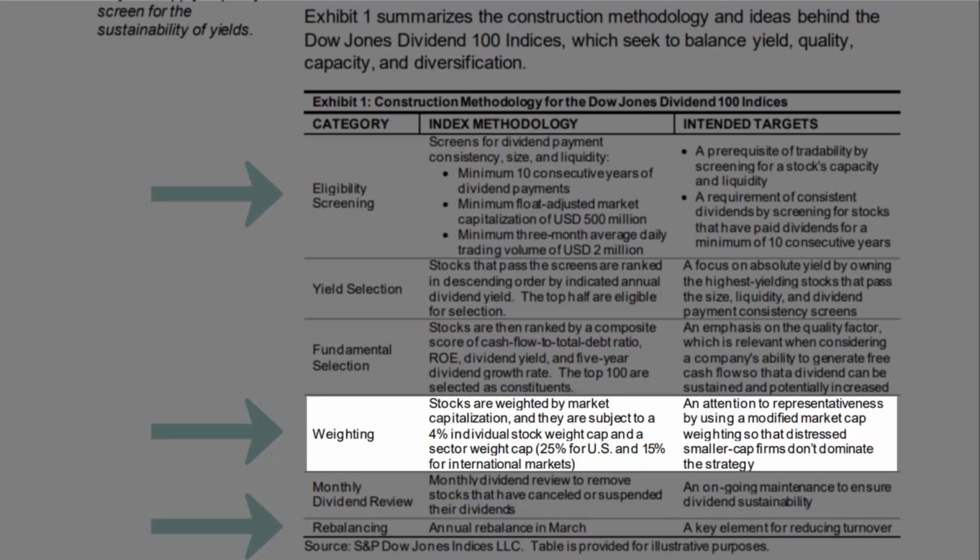Then when looking at the weighting, this is really, really important. This is what I talk about a lot on my channel: stocks are weighted by market capitalization and they are subject to a 4% individual stock weighting cap and a sector weighting cap of 25%, and 15% for international markets. So 4%. You notice that Pfizer was just at 4.5%. So not a single company in this index can get over a 5% weighting. I really like this because it reduces your risk. And also, when talking about the sector weighting, not one single sector will be over 25%. I really, really like this.